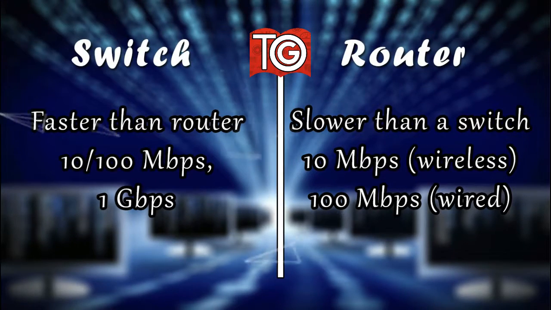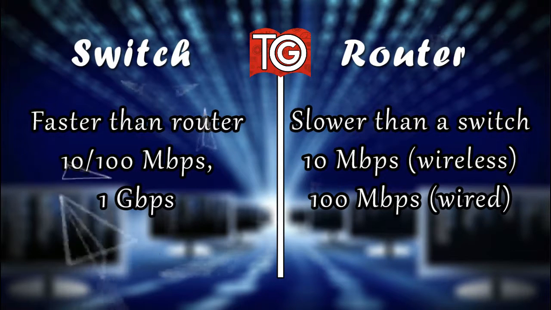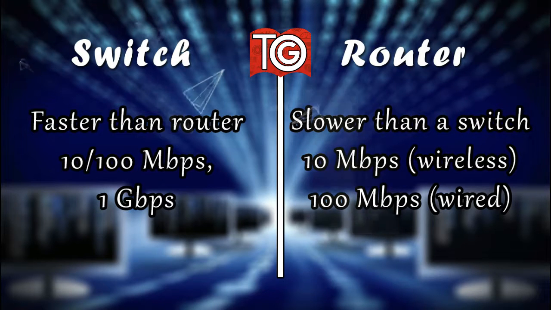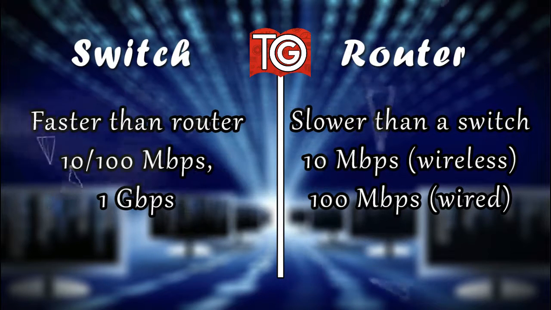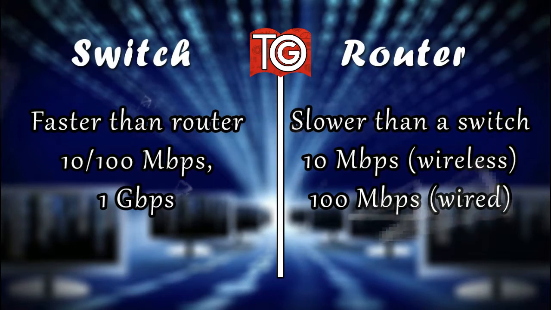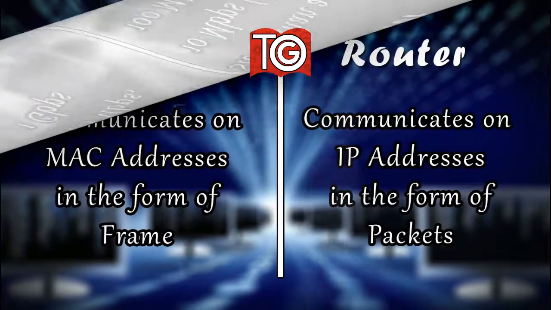Switches are faster than routers as they are wired. Routers are a bit slower than switches, and you can get faster speed in a switch, that is 10 to 100 Mbps or up to 1 Gbps. In a router you will not get that high a speed, but you can get sufficient speed if you have a small network. In routers you get 10 Mbps speed wireless and 100 Mbps speed wired. So here is a big difference between these two.